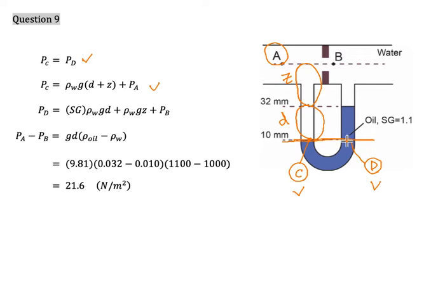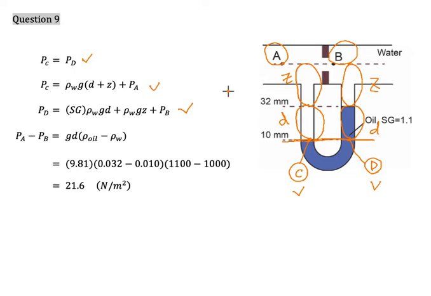Then for point D here, we could calculate the pressure of point D. It is equal to rho g h of this one, which is equal to d, and then the rho g h of water, which is equal to Z here. Then the pressure of point B, as shown here.